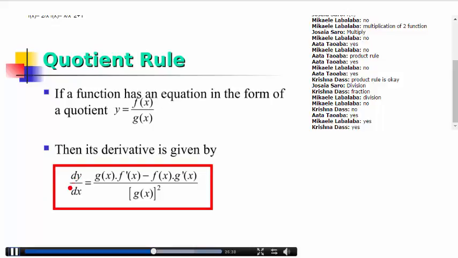Now dy over dx is equals to gx. So we're going to put the function in the denominator as it is, and we have to differentiate the function in the numerator, minus, we are going to put the function in the numerator as it is, multiplied by the differential of the function in the denominator, divided by the square of the denominator.